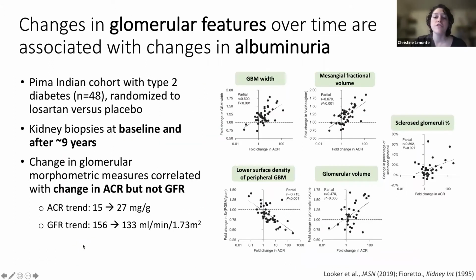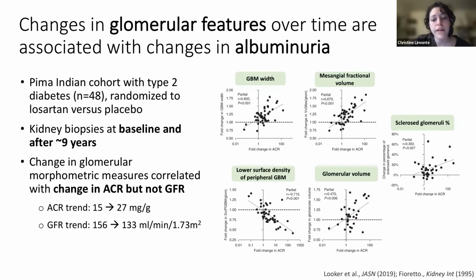Interestingly, changes in glomerular features over time are associated with changes in albuminuria as well. This is from a study conducted in 48 participants from a Pima Indian cohort with type 2 diabetes, who were randomized to losartan versus placebo. Participants had biopsies performed at baseline and after 9 years, in which glomerular morphometric features were assessed.